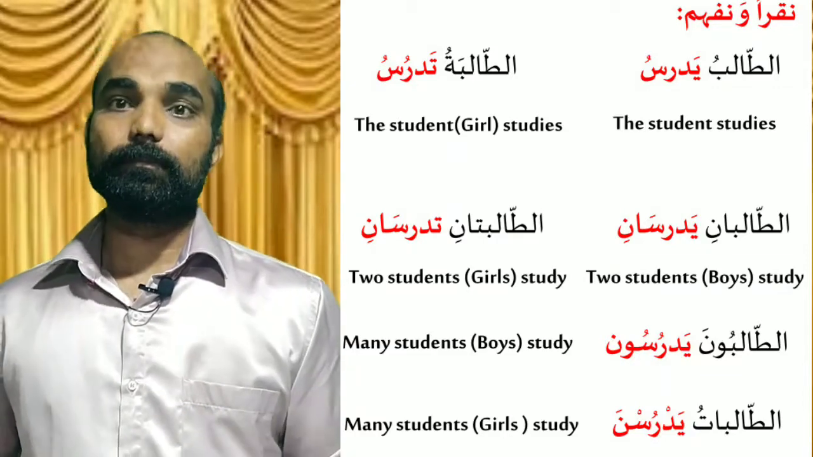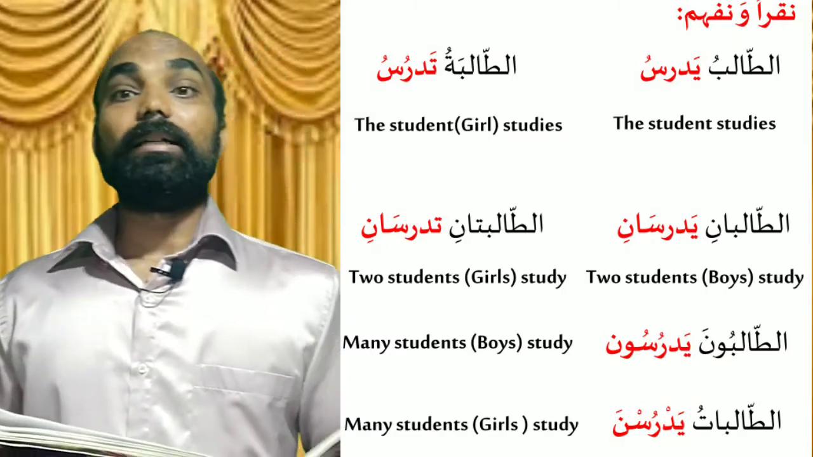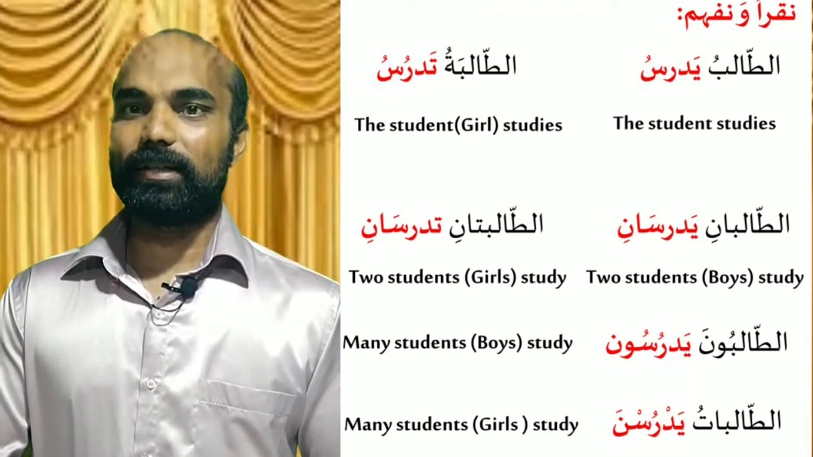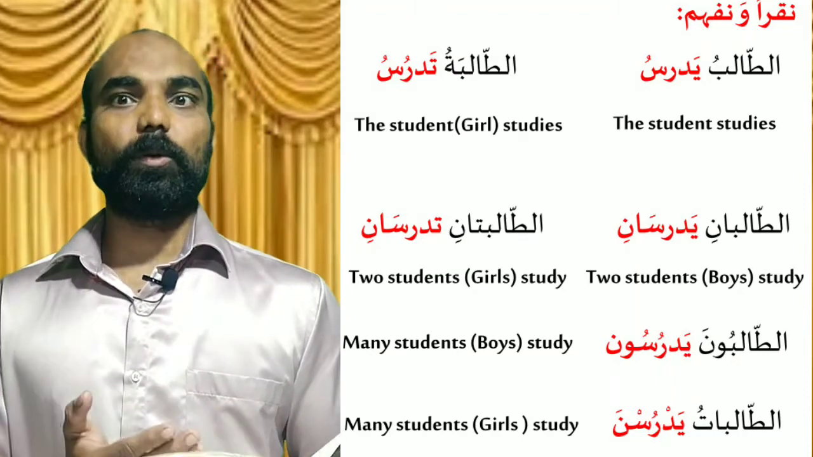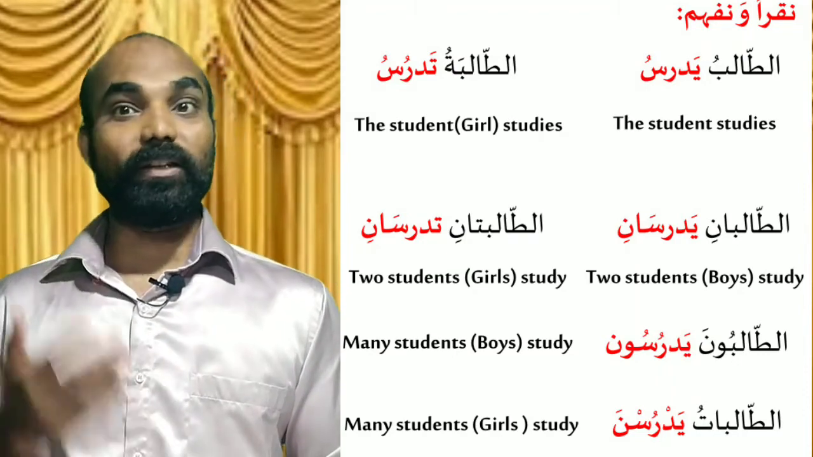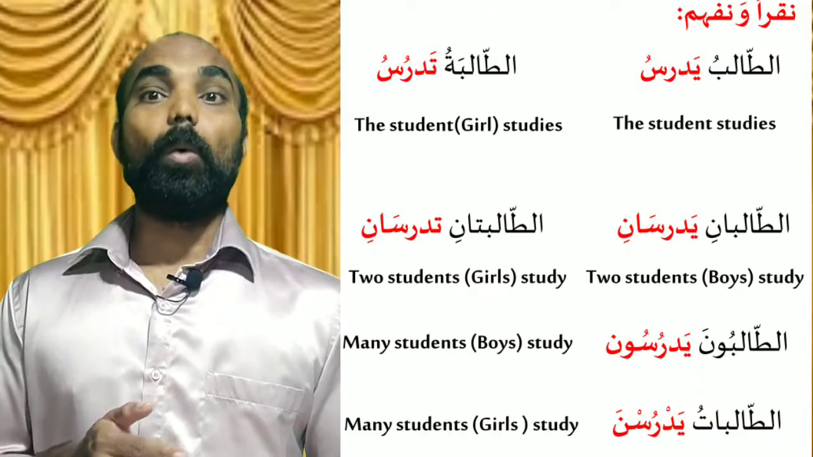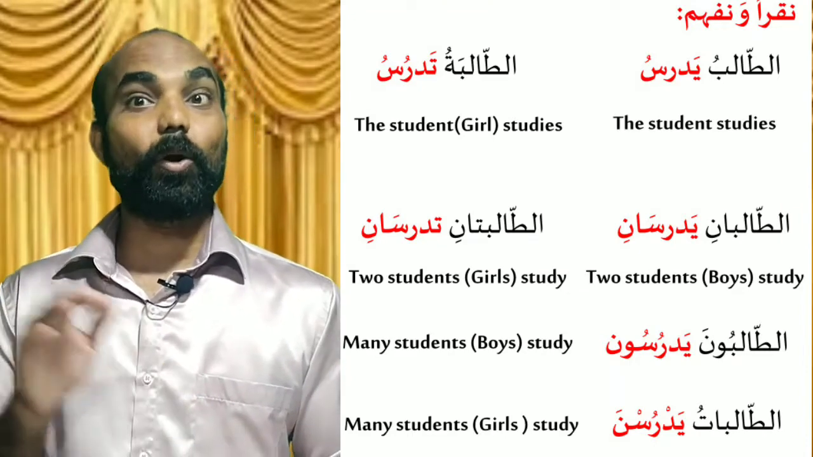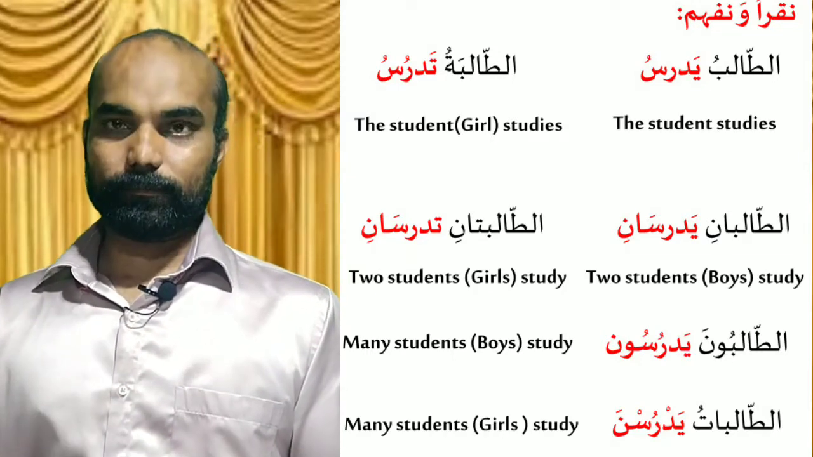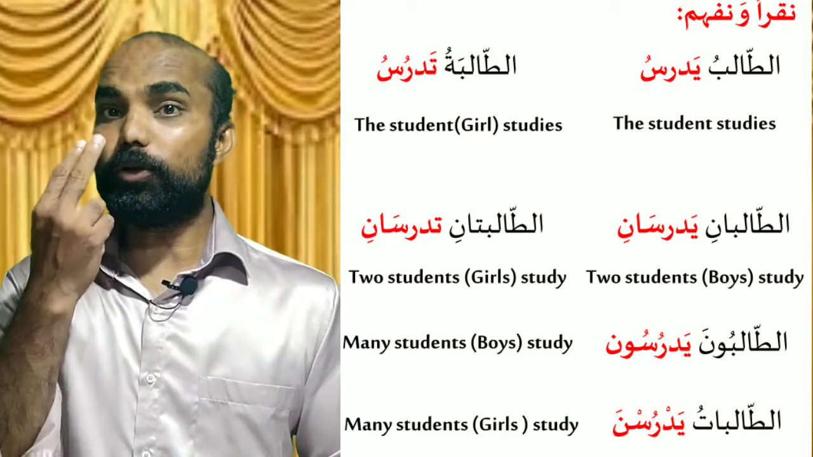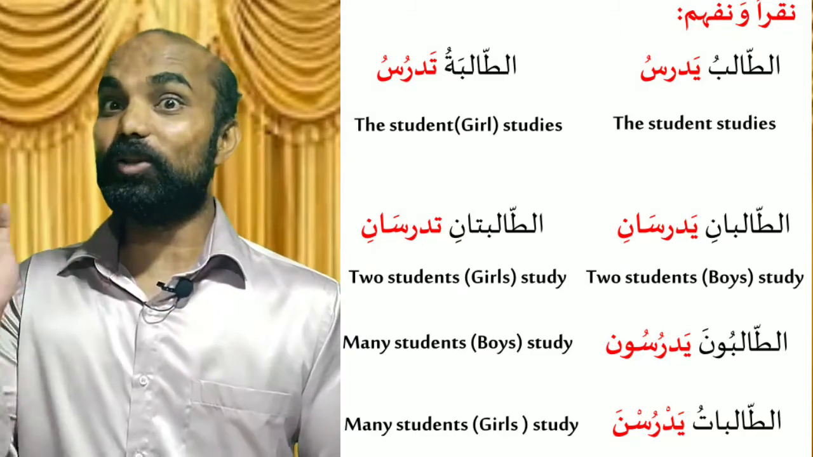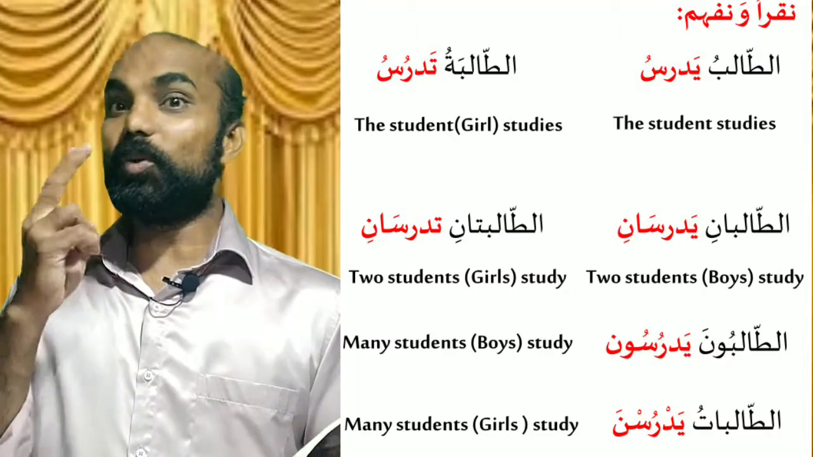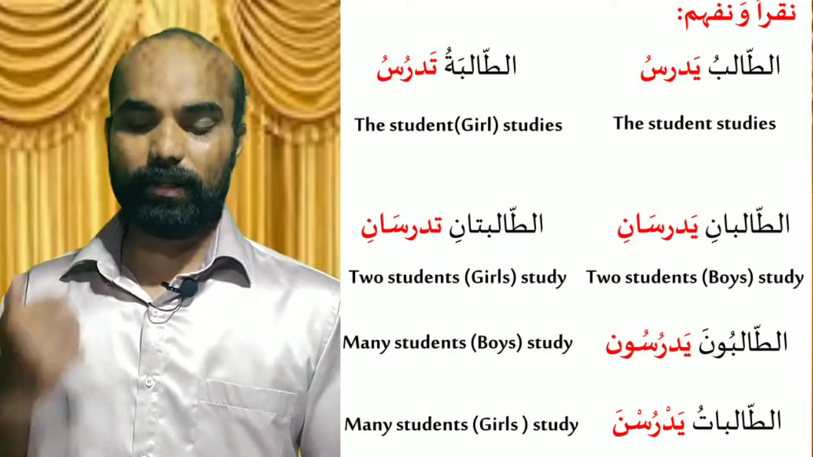At-talibu yadrusul kitab. The student studies the book. At-talibatu tadrusul kitab. The girl student studies the book. So yadrusu changed into tadrusu. When it is a boy, it comes yadrusu. When it becomes a girl, it changes into tadrusu. Ya changed into ta according to the subject. At-talibani, two students, boys, yadrusani al-kitab, they study the book. At-talibatani, two girl students, tadrusani al-kitab, study the book.